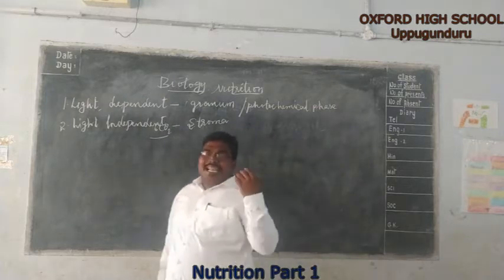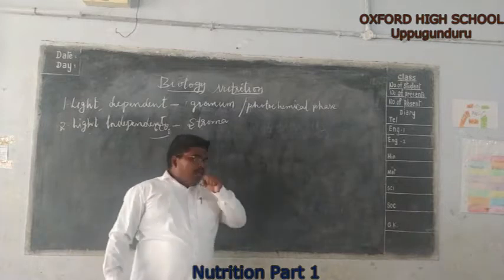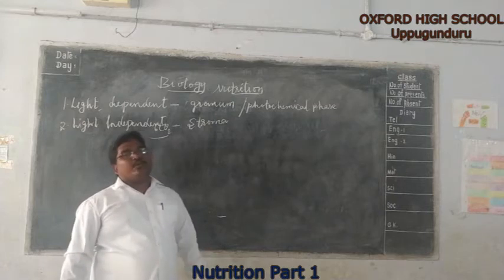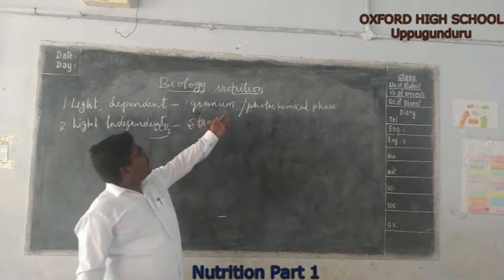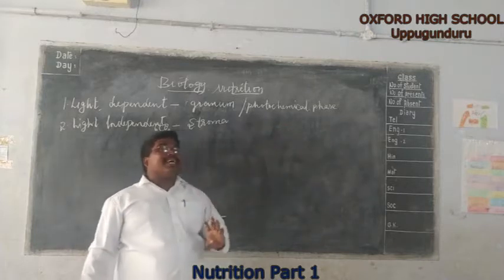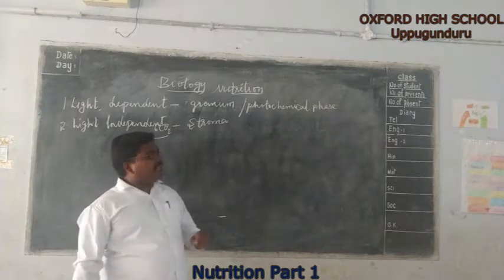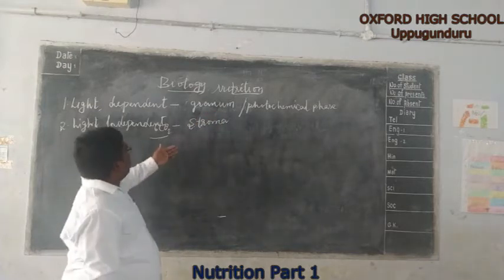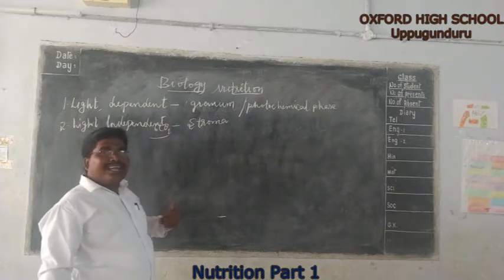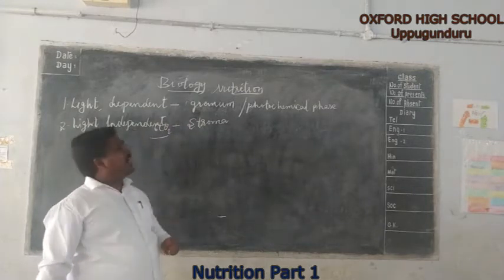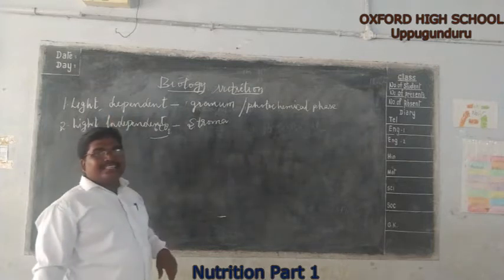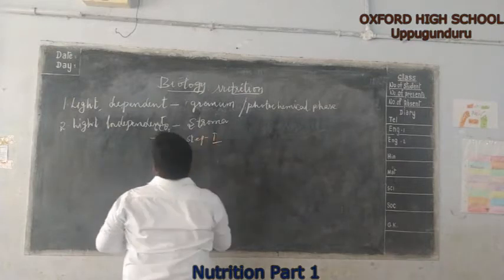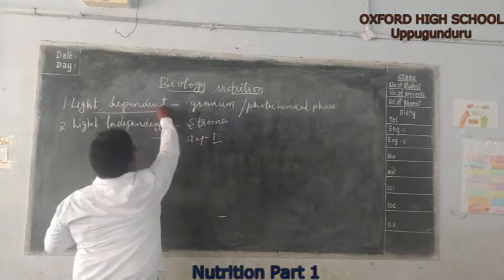The photochemical reactions take place in the chlorophyll-containing thylakoids called the grana of the chloroplast. There are several steps in the light-dependent reactions; there are three steps. I am going to explain these three steps. In step 1, I am explaining the light-dependent reactions.